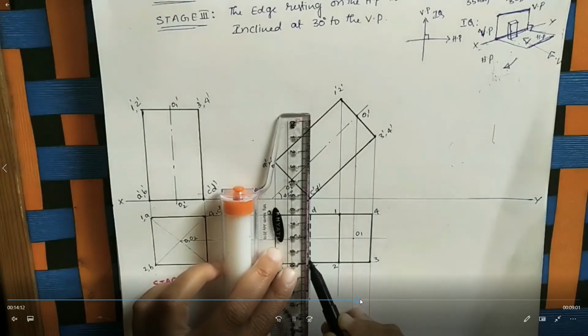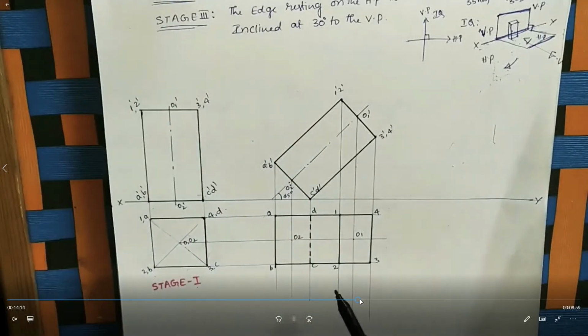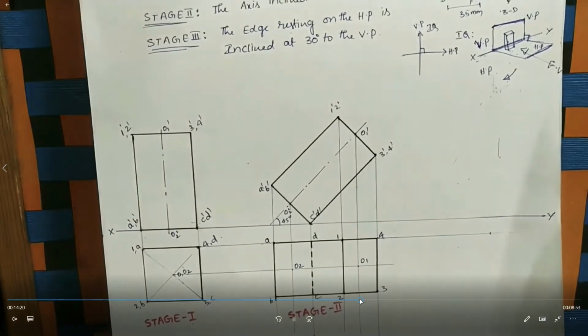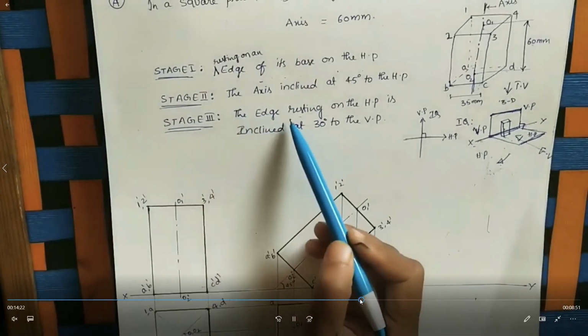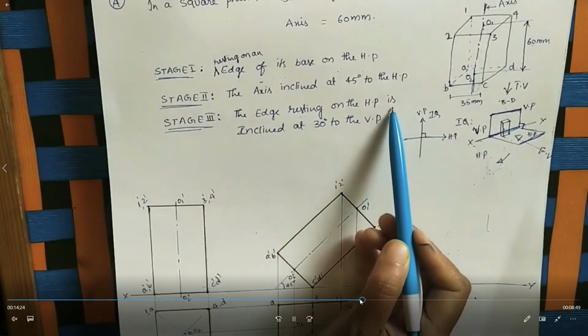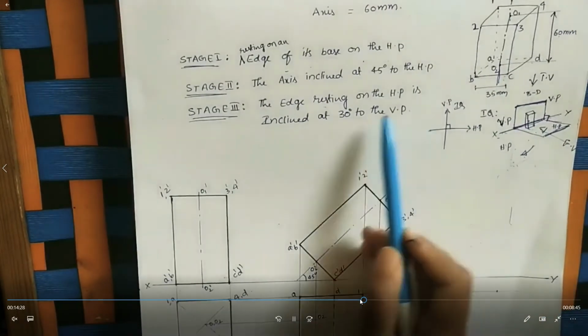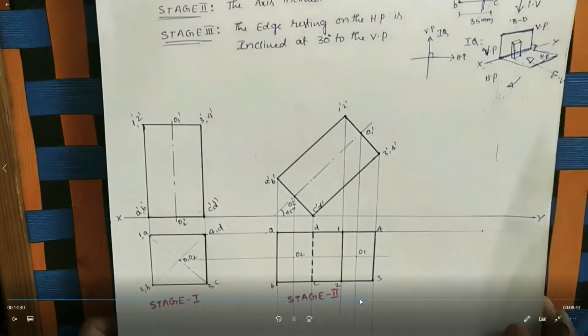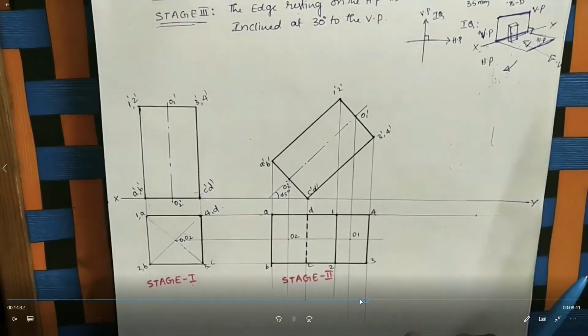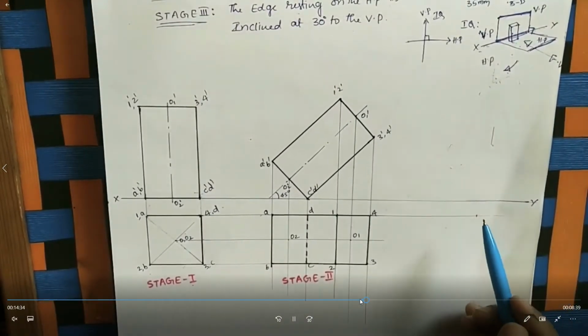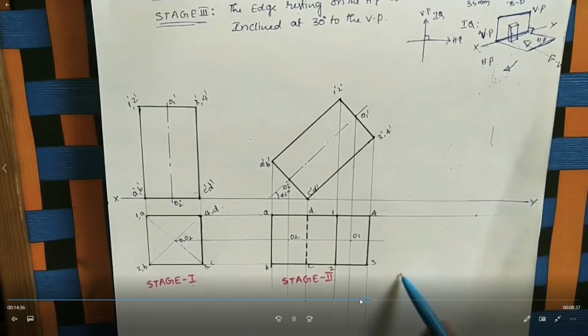Okay, this is the second stage. Second stage, axis is inclined to HP. Next, third stage. Third stage: the edge resting on the HP is inclined at 30 degrees to the VP. The edge resting on the HP is inclined at 30 degrees to the VP. Inclination to VP, we draw below the reference line.